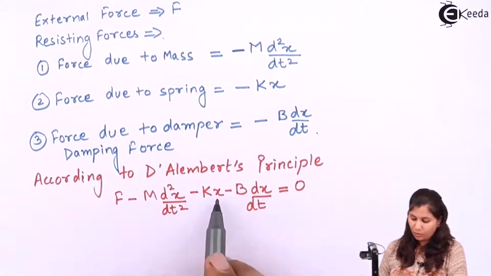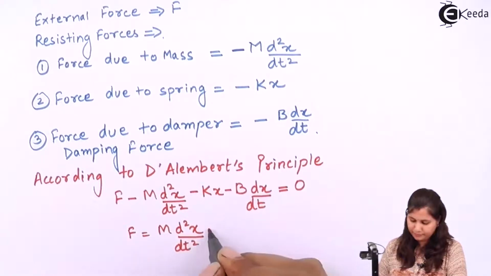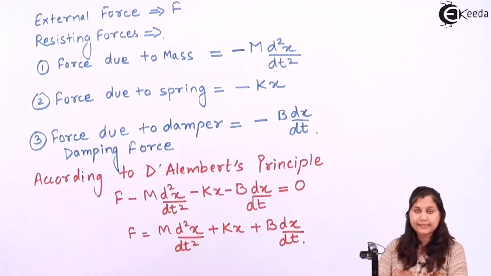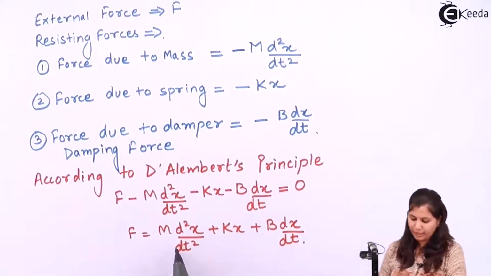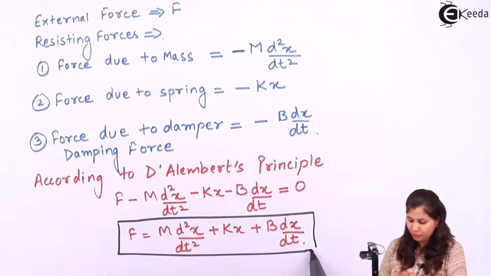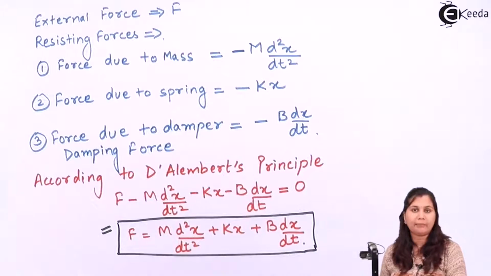Now, if we take all these three terms to the right hand side, we will get F equals m d2x by dt square plus b dx by dt plus kx. So this is the mathematical model of a translational mechanical system involving all the forces due to the mass and the spring and the damper. So whenever we have to derive the mathematical model of a mechanical system, we will keep this formula in our mind so we can easily derive it.